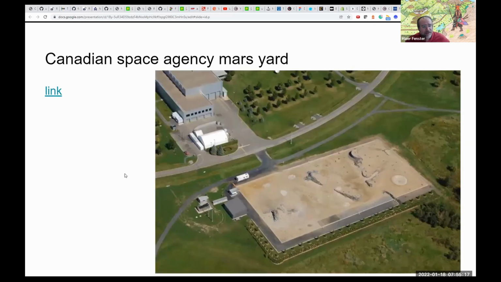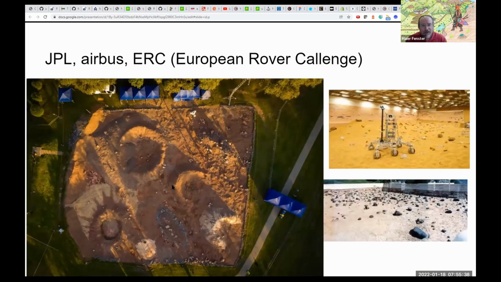They're not the only ones. The Canadian Space Agency has a Mars yard. You can see the size by looking at the car, the roads. Remember the crater, a cliff, weird shapes. And apparently there's something called the European Rover Challenge, where they built an area and people had to bring rovers, and the rovers had to do some sort of activity in the areas. Anurag, are you familiar with this at all?